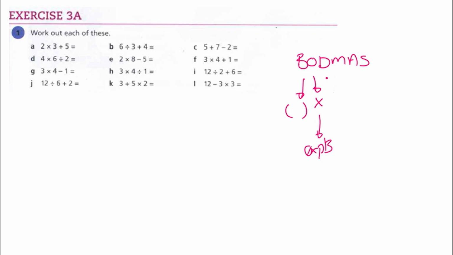In B, we have to perform division before the addition. So we might as well just enclose that division in brackets, which will give us 2. And then we're going to add 4, and that will give us 6.